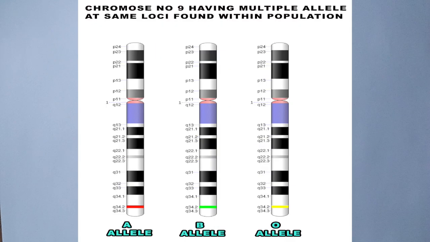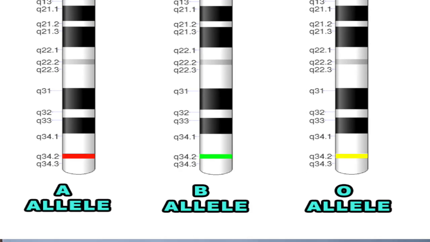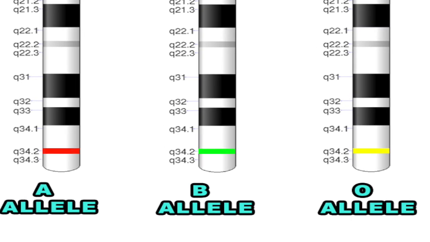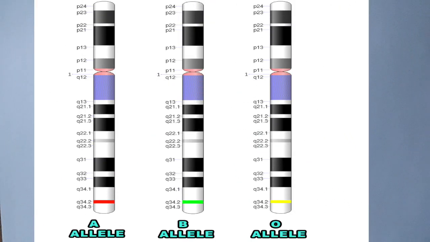As you can see in this picture, it also illustrates chromosome number 9 having 3 different alleles at the Q34.2 position of the Q arm. There are 3 different alleles for a single gene, but this occurs within the population, not in an individual. In an individual, only 2 alleles can occur.